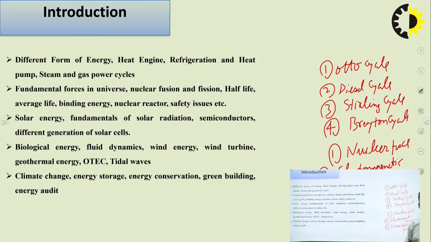Then comes nuclear fusion and fission. Nuclear fusion is basically the combination of 2 atomic nuclei to form a bigger nucleus. In the case of nuclear fission, there is a bombardment of neutrons on the atom, and therefore a high amount of energy is liberated, and this is basically an exothermic reaction.